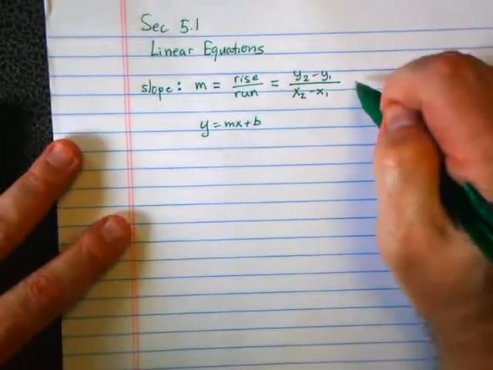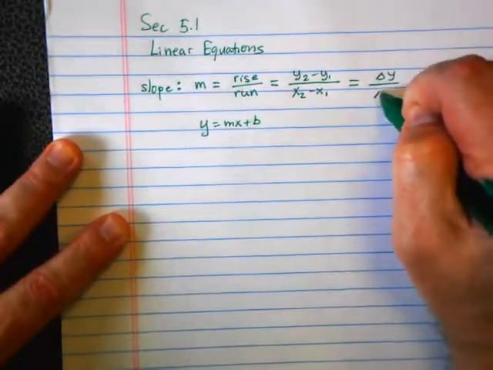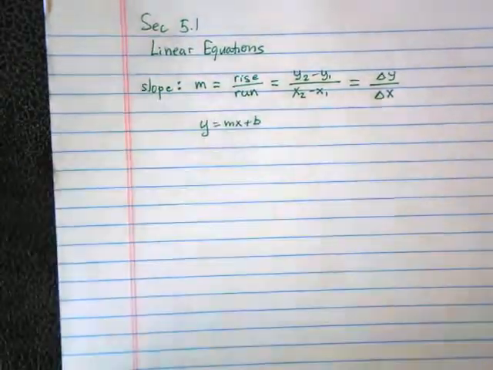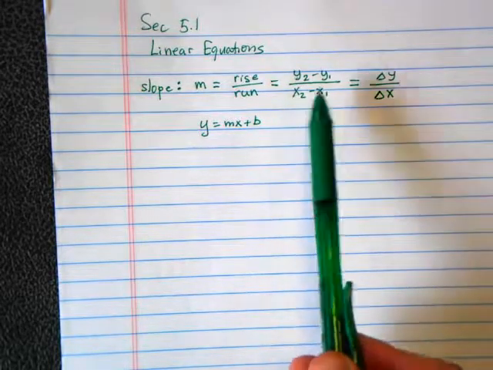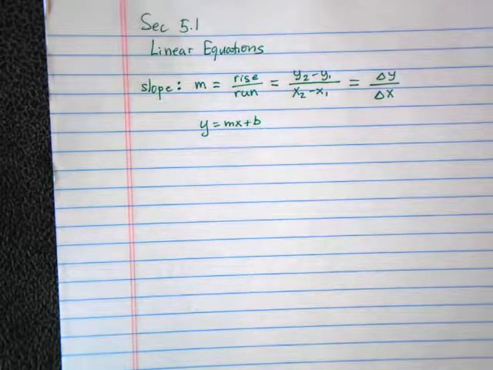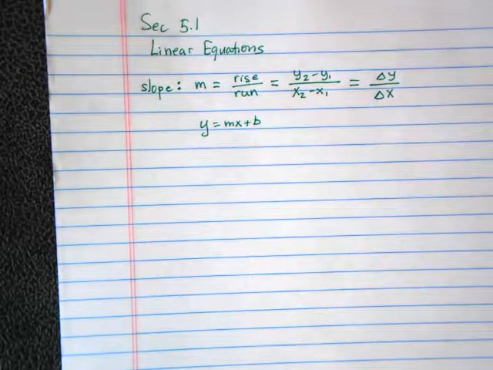You might also see this one sometimes: delta y over delta x, where delta stands for change. In a physics class, they tend to write it that way. In a math class, we tend to write it y2 minus y1 over x2 minus x1. All right, y equals mx plus b. That's a very, very important equation. What's that one?